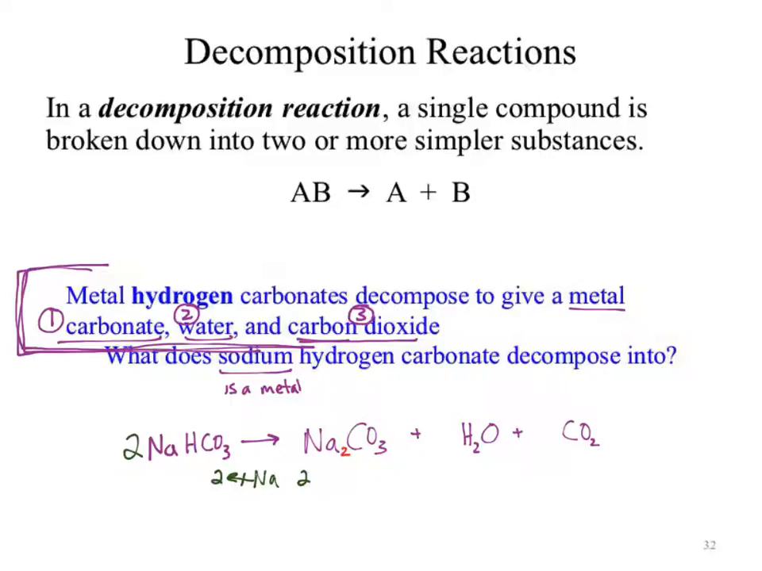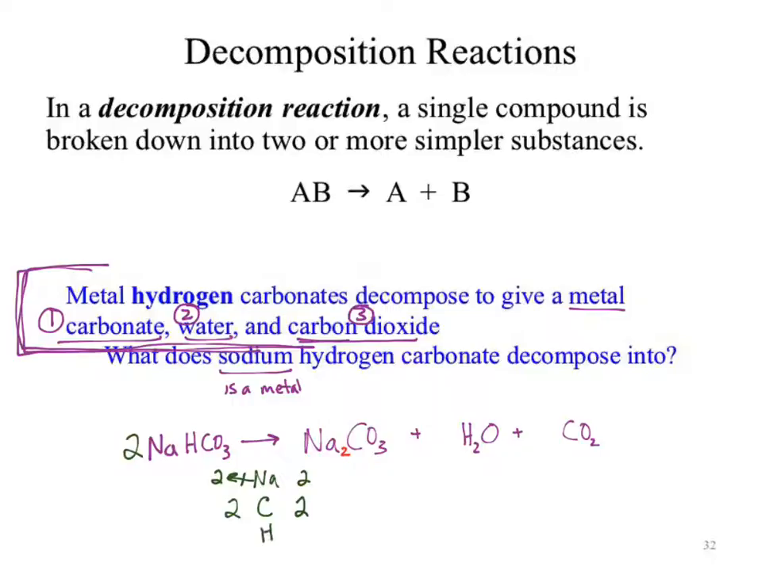Where did that carbon come from? From one of the carbonates. Okay, so we can't balance carbonate. We'll have to balance it out as the individual elements. How many carbons on the left? 2 on the right. 2.